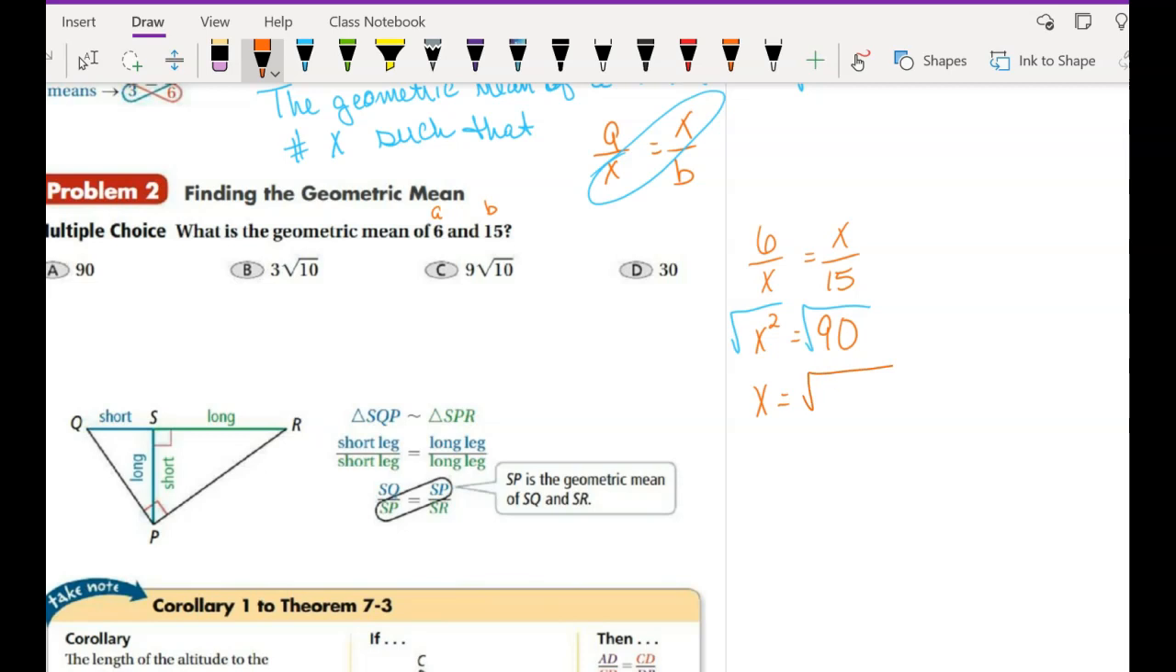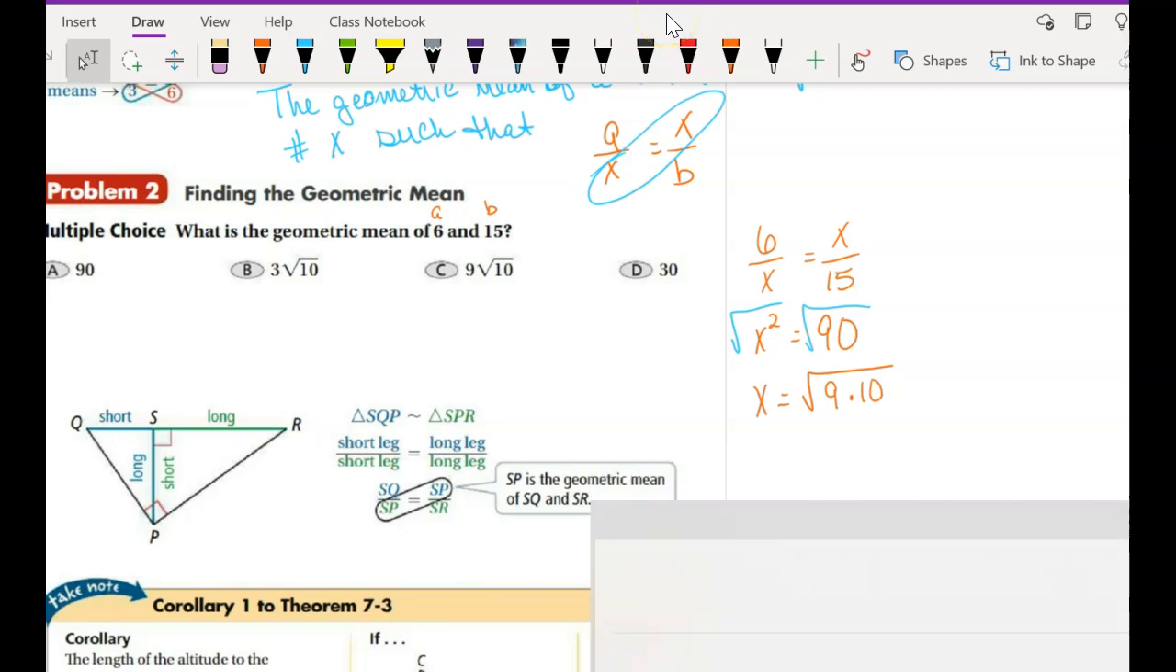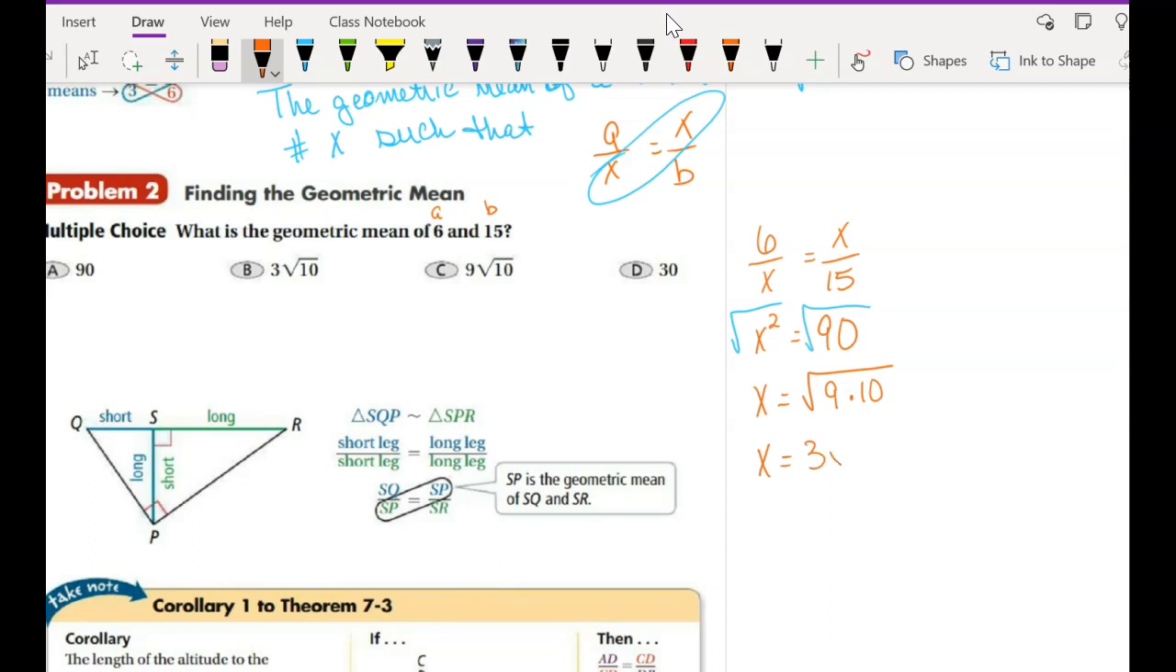Well, I'm going to break 90 down to 9 times 10. Why did I choose those two numbers? Because I can take the square root of 9. So x is equal to the square root of 9, which is 3, so 3 square root of 10. And that's it.